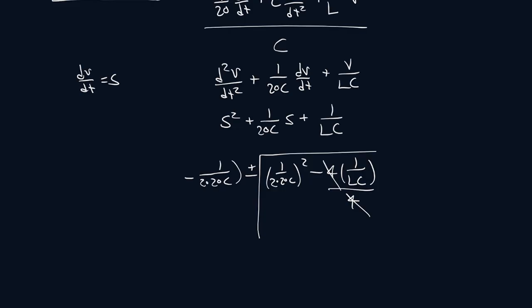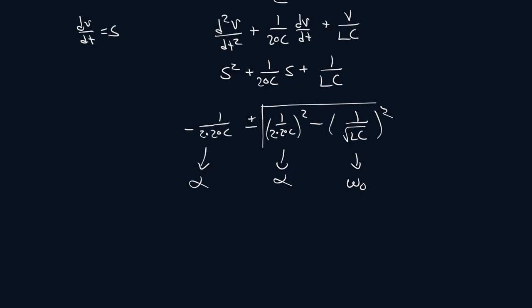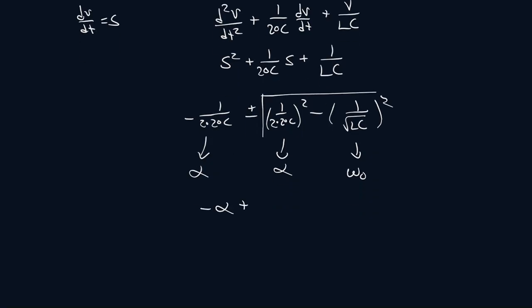There you go. Then this is gone. And this part, I can square root all of this and square it at the same time. So it'll just be 1 over the square root of LC. Okay? Now this is going to be alpha. This is alpha. This is omega. So alpha is your damping factor. Omega is your undamped natural frequency. So it'll be minus alpha plus minus the square root of alpha squared minus omega squared.